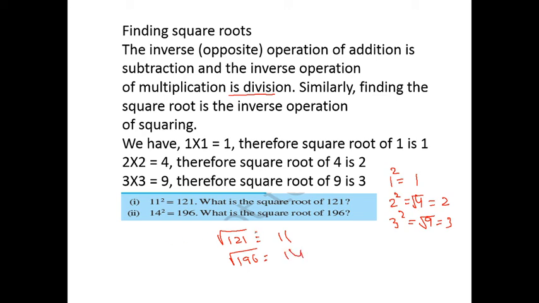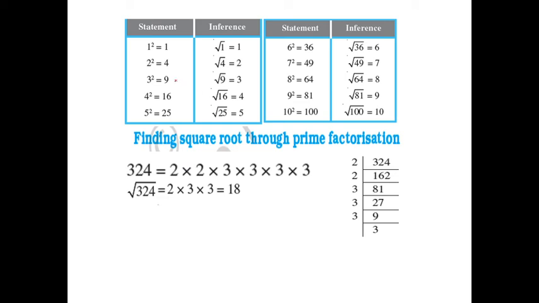But how is it possible? Then we can say 11 square is equal to 121. Here we can say 14 square is equal to 196. So that is a fine square root. Now the prime factorization method we are doing. So important, you have to write this way. 1 square is 1, so it is called inverse. Under root 4 is 2. Under root 9 is 3. Under root 16 is 4. Under root 25 is 5. Under root 36 is 6. Under root 49 is 7. Under root 64 is 8. Under root 81 is 9.